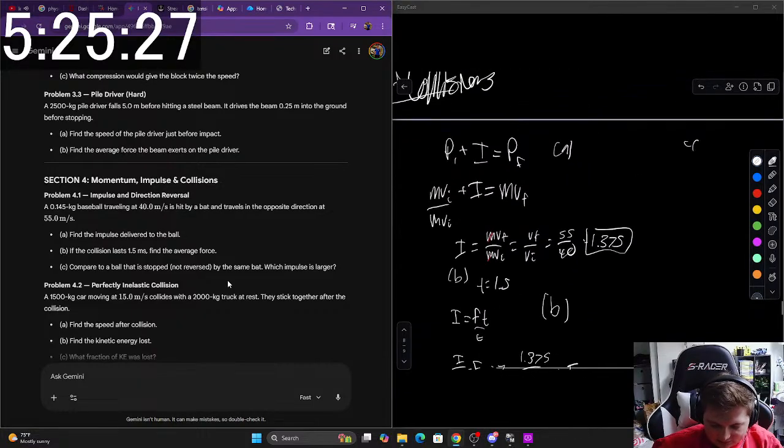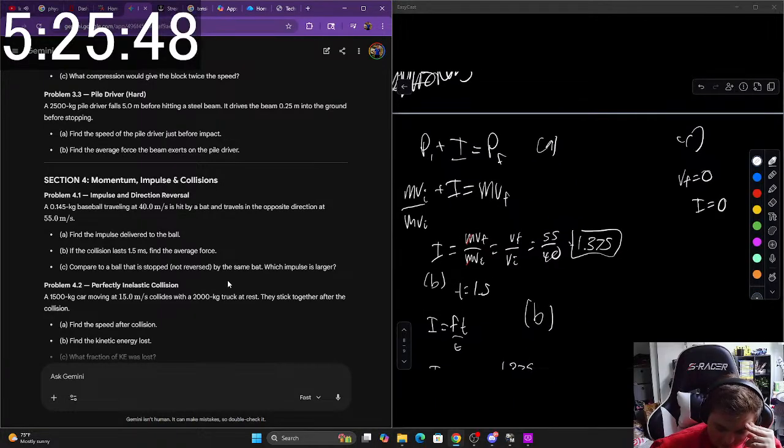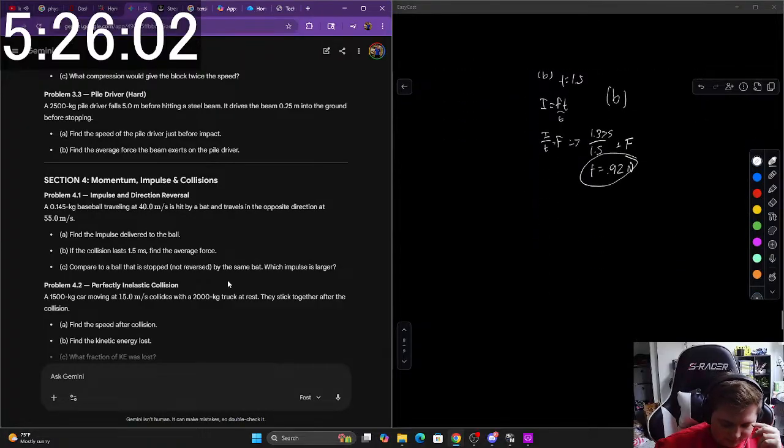See if I can fit C over here. Compared to a ball that is stopped, not reversed. So that means VF equals 0. Impulse of that will be equal to 0. So which impulse is larger when opposite direction? Sweet.